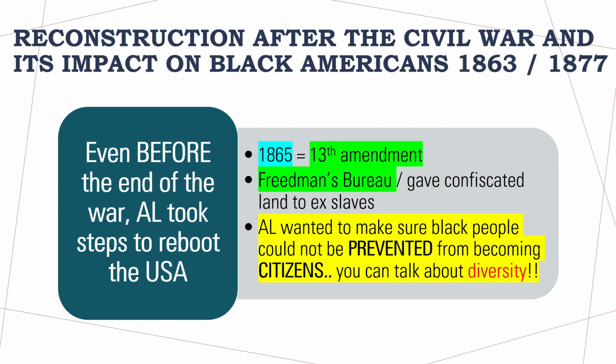He also wanted to make sure that black people could not be prevented from becoming citizens. We'll see how you can talk about diversity later, but this is very useful to talk about in an exam because later on in the time period, they were blocked from being citizens and it was hard for them to vote, but we'll look more on that later.